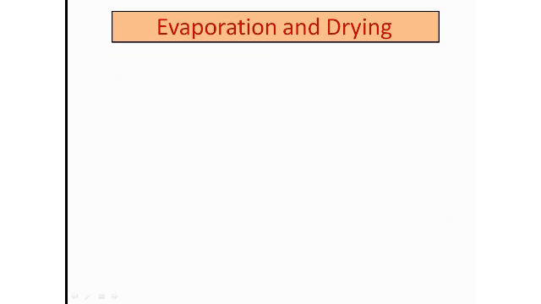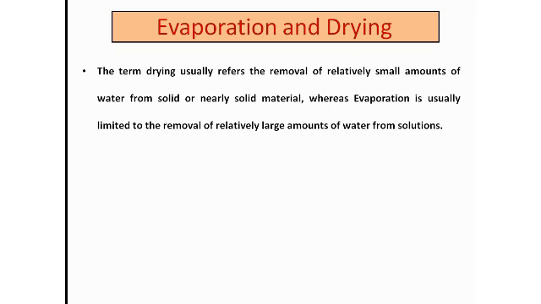Now, the difference between evaporation and drying. Most of you might sometimes get confused between evaporation and drying. Basically, the term drying means removal of relatively small amounts of water from a solid or nearly solid material like a paste. Whereas evaporation is usually limited to the removal of a large amount. In drying, less water is removed, but in evaporation, a large amount of water is removed from the solution.